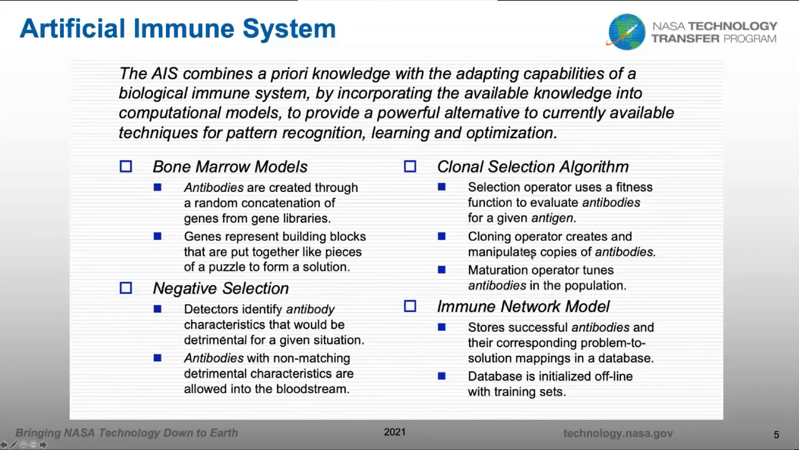The clonal selection algorithm represents the process of mitosis and mutation. And finally, the immune system network represents the memory cells, which in this case is modeled in the form of a database, which includes problem to solution mapping. And just like vaccines, we can use training sets to build up this database initially. And that's one of the things that we did.